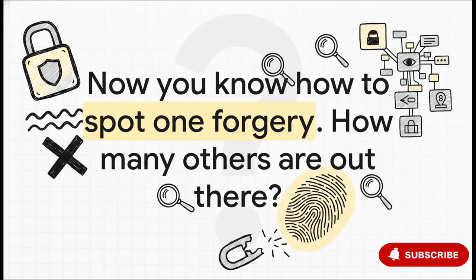So, you've now seen how a digital forgery is crafted and, more importantly, how it's blocked. It's a really crucial piece of the web security puzzle. And it leaves us with a pretty important question. Now that you know how to spot this one, what other kinds of digital deceptions are just waiting out there to be uncovered?